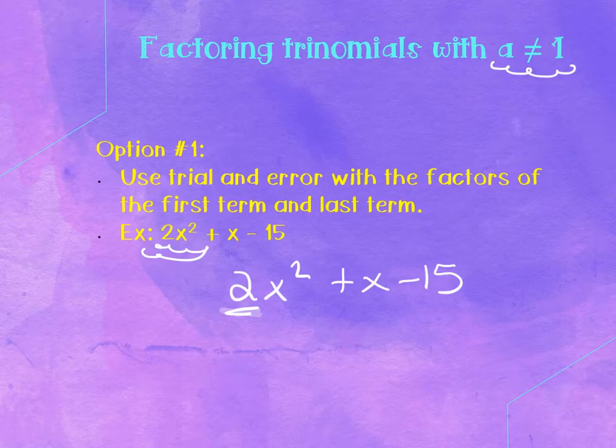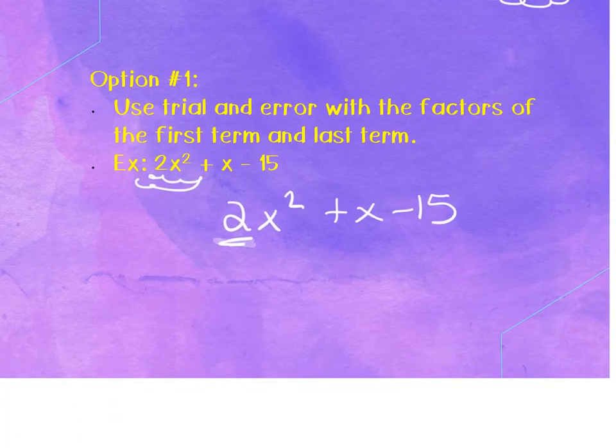So when you're doing trial and error, you're going to list the factors of the first term. Now, not only do we have to worry about the 15, now we also have to worry about the 2. So the factors of 2x squared are going to be 1x times 2x. Factors of 15 are either going to be 15 and 1, 3 and 5. And again, these need to be negative. So one of them is going to be negative.